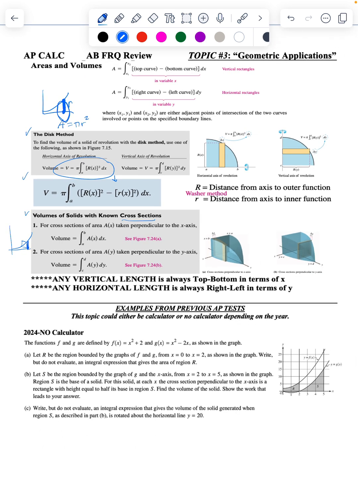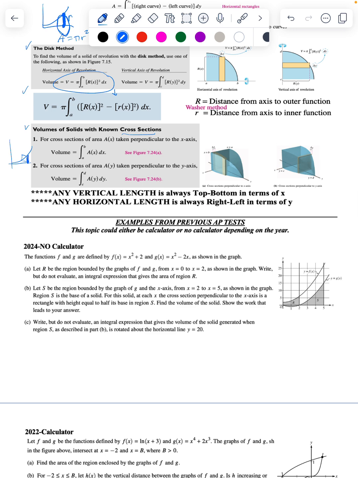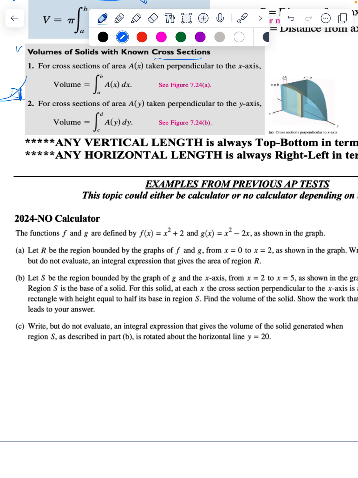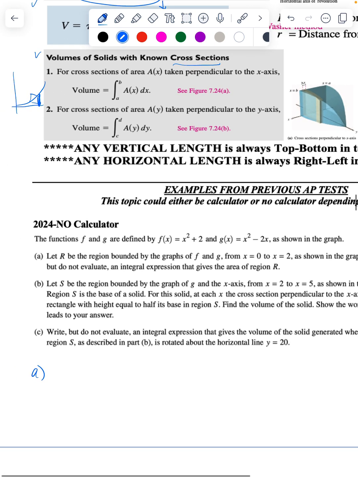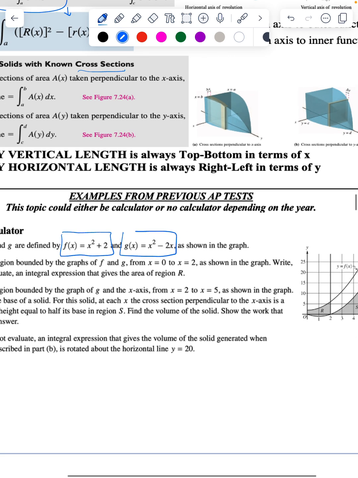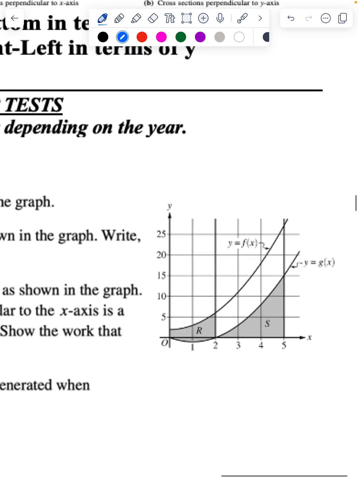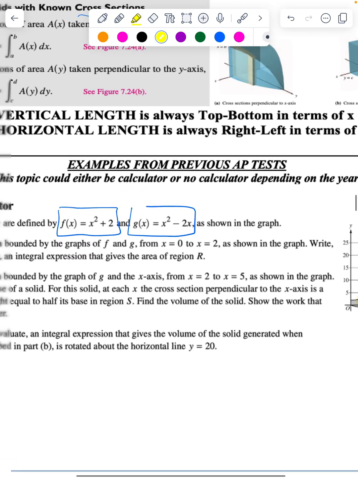Let's take a look at the question from last year. This is a no calculator, which only becomes annoying in one of the problems because there's a lot of fraction stuff to do. So in part A, we have two functions. We have f of x, which is x squared plus 2, g of x is x squared minus 2x, and the graph is over here. So we've got f of x here, we've got g of x here, and they label each shaded region R and S, so you don't have to generate your own graph, which is very helpful.